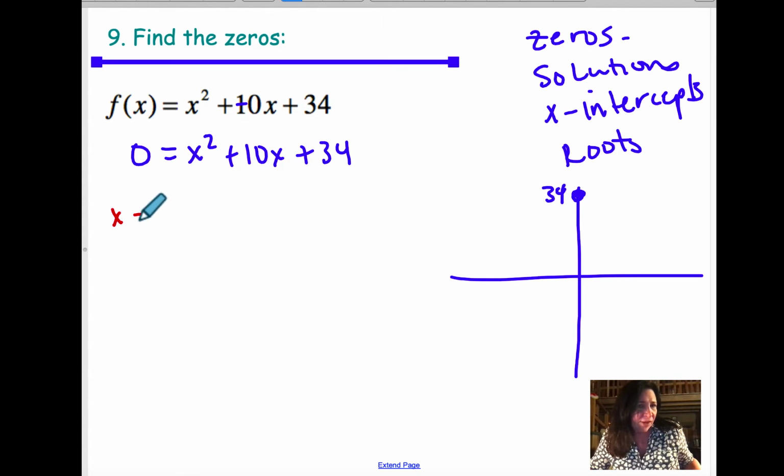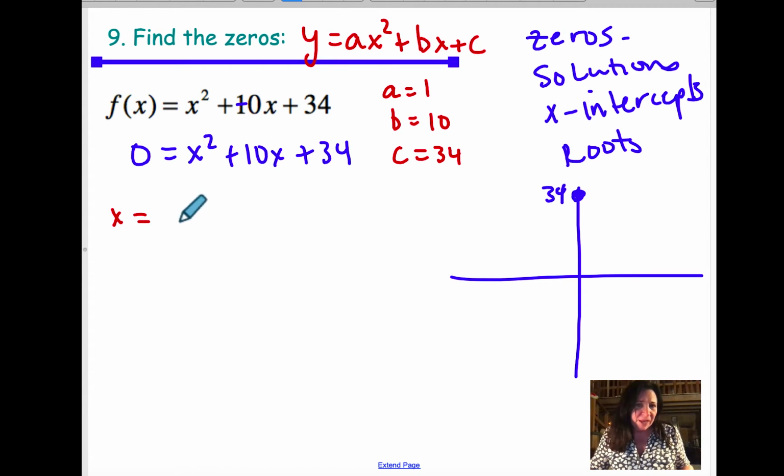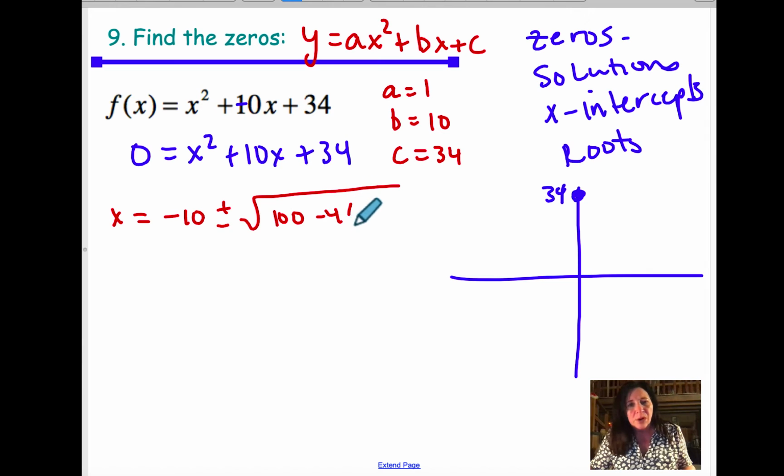So we're going to get x is equal to, and I know that a is 1, b is 10, and c is equal to 34. And where did those come from? That came from y equals ax squared plus bx plus c. A is in front of x squared, b is in front of x, and c is by itself. All right, so we have x equals the opposite of b, so that's going to be negative 10, plus or minus the square root of b squared, which is 100, minus 4 times a times c, which is 34. And this is all over 2a.